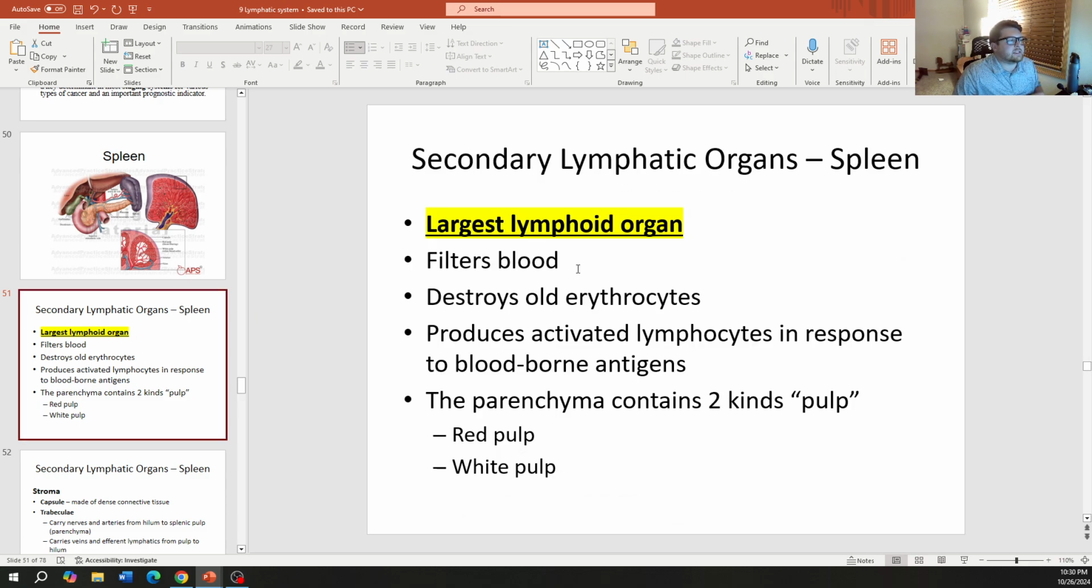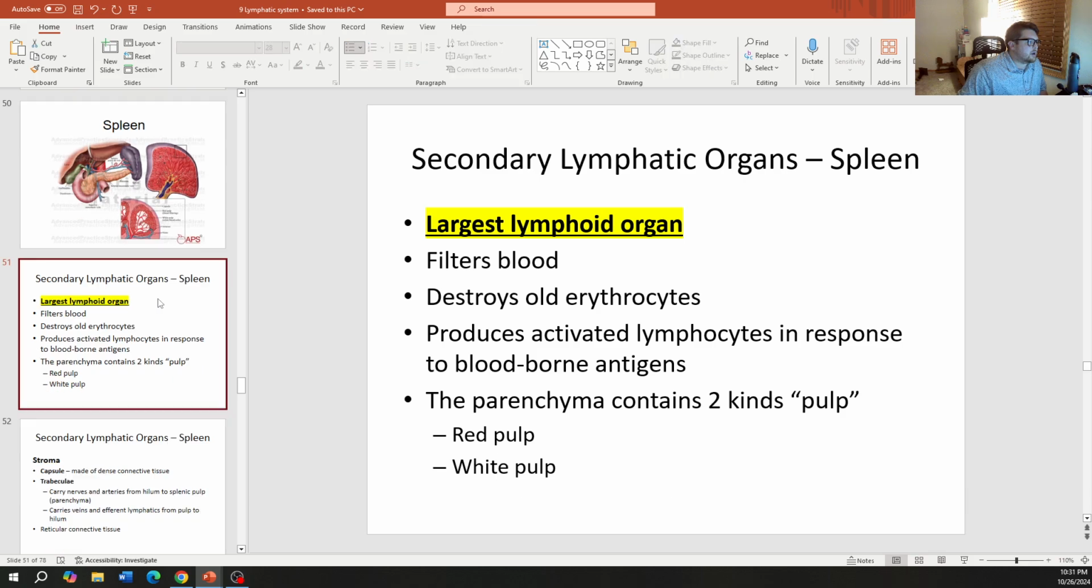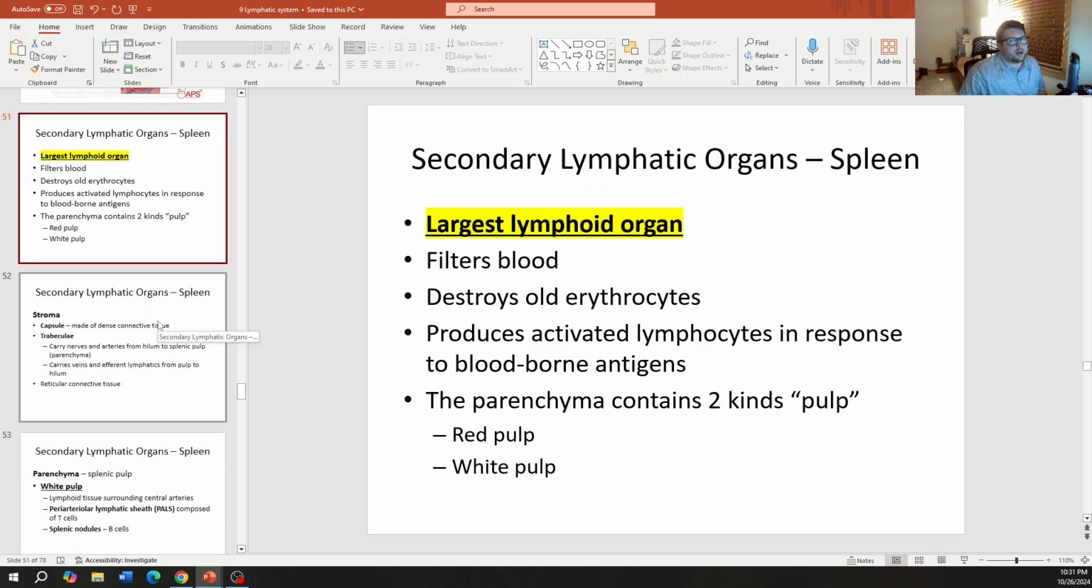Okay, so this is our largest lymphoid organ. It is responsible for filtering the blood. It destroys our old red blood cells. It produces activated lymphocytes in response to blood-borne antigens. And it's made up of two kinds of pulp, which we call red pulp and white pulp. Red pulp because blood, white pulp because lymphocytes.